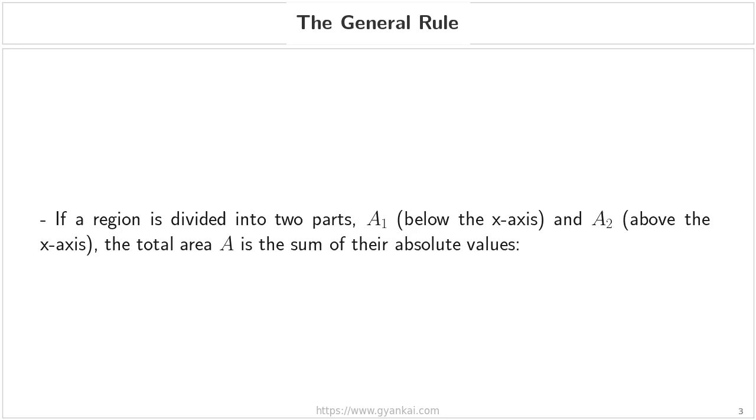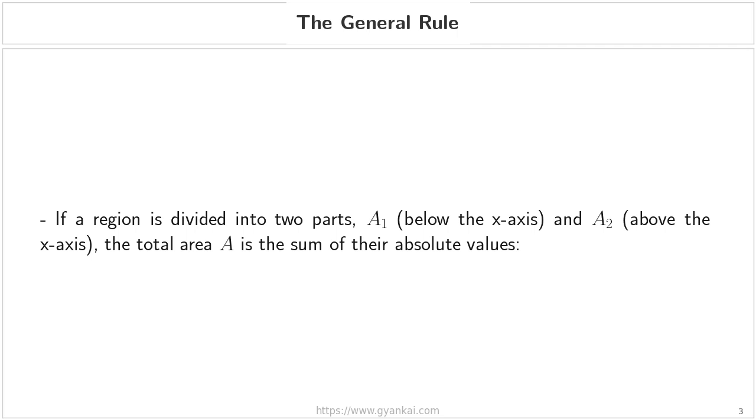The general rule. Now that we understand why simply integrating from start to finish can lead to errors, let's look at the general rule we use to fix this. If our curve crosses the x-axis and divides our region into two distinct parts, let's call the part below the x-axis A sub 1 and the part above the x-axis A sub 2. We cannot just add them together directly because that negative value will cancel out the positive one.